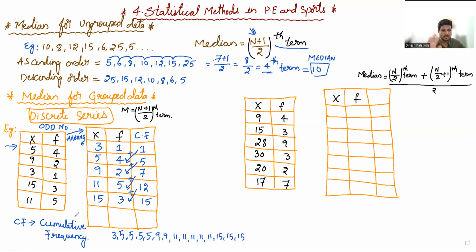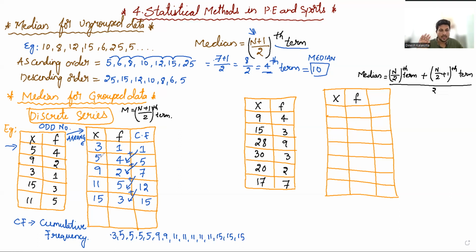Now I'll explain what is frequency and what is cumulative frequency. For example, take 3. What is the frequency of 3? 1, right? How many times is 3 written? Only 1 time. And cumulative frequency is the position of the number in the frequency. What is the position of the score 3? It is nothing but 1.